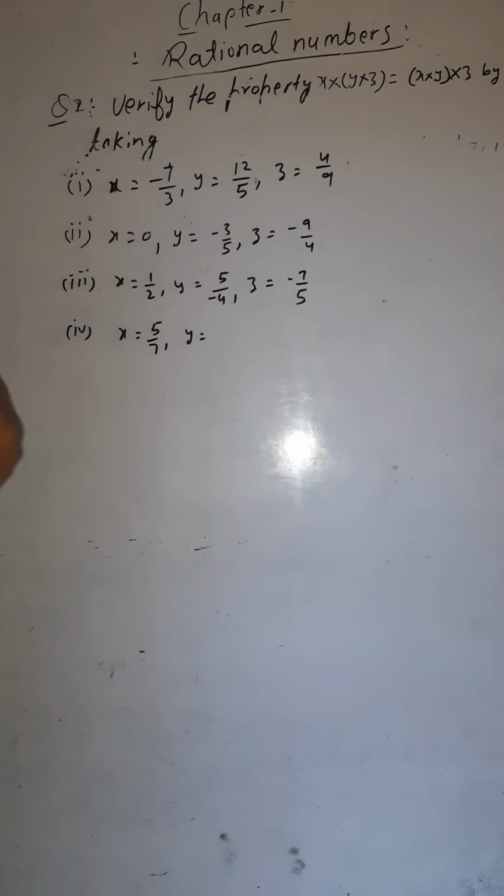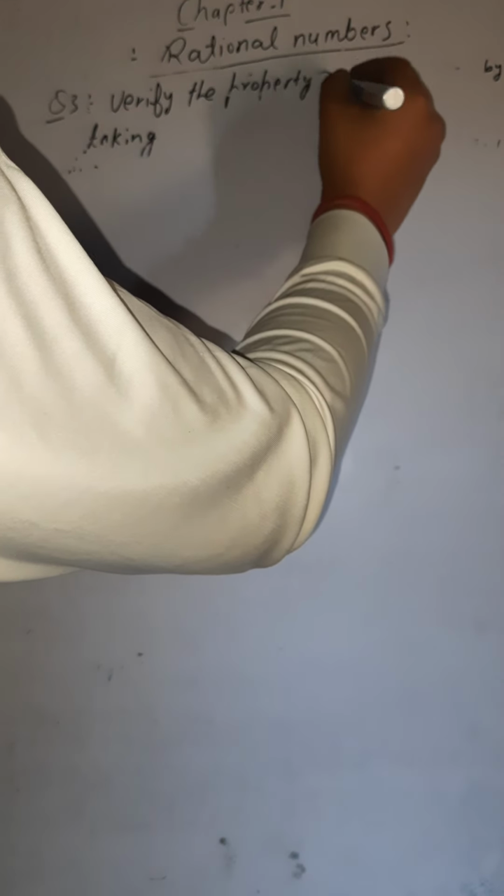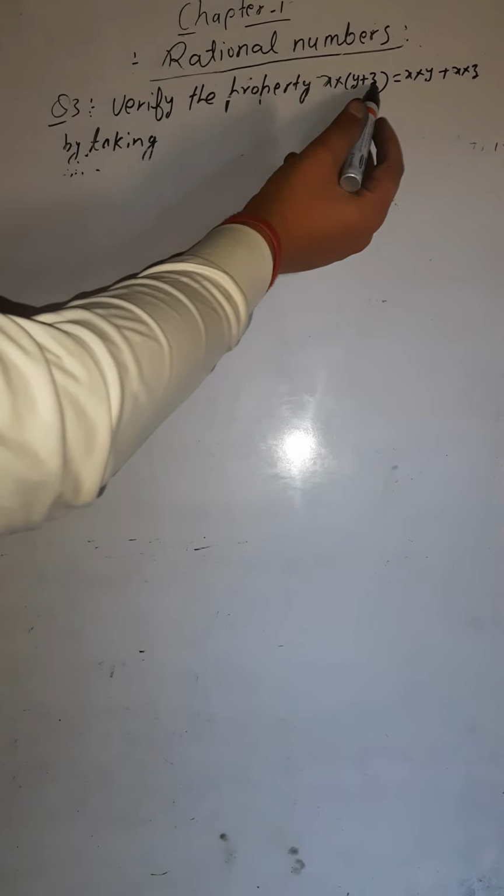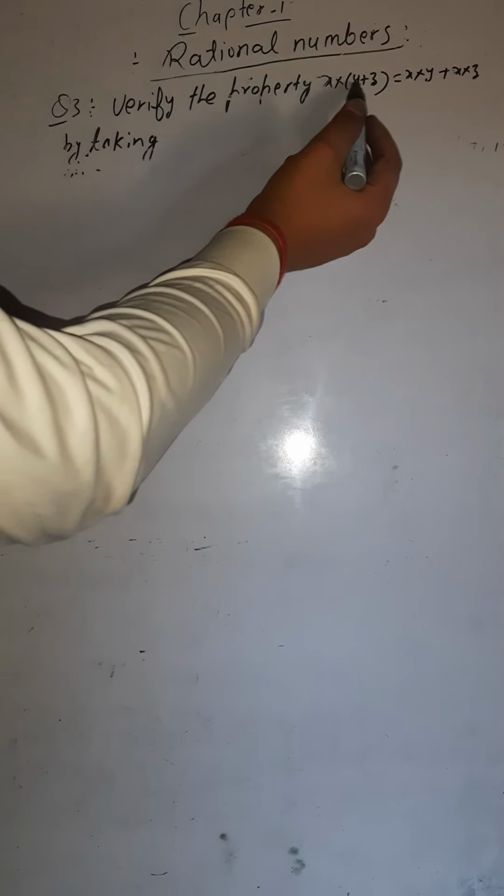Question number 3. Verify the property X multiply Y plus Z is equals to X multiply Y plus X multiply Z. This property means X has been distributed with both, so you can say this property as distributive property, because X has been distributed between both Y and Z.